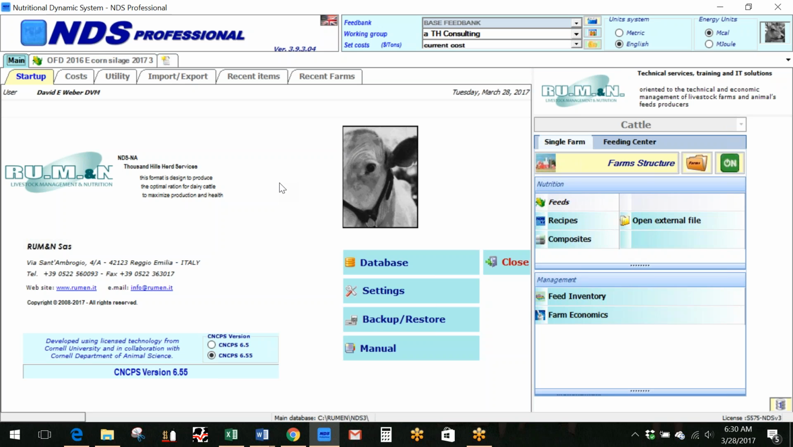So again, job security for us nutritionists, and I just wanted to share that information with you and just do a little comparison.